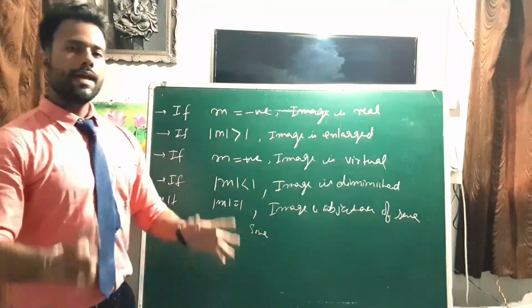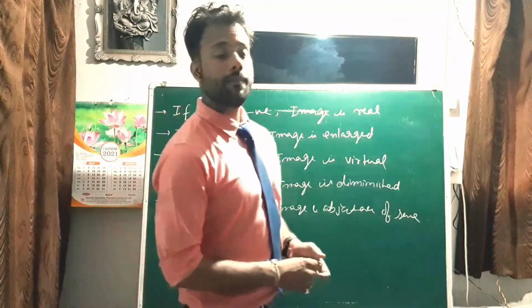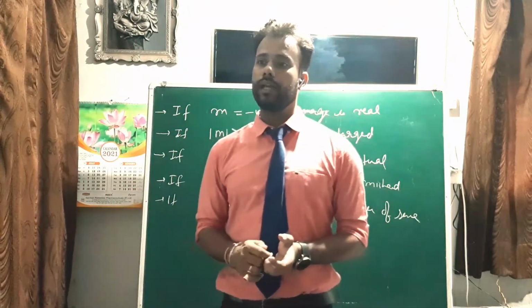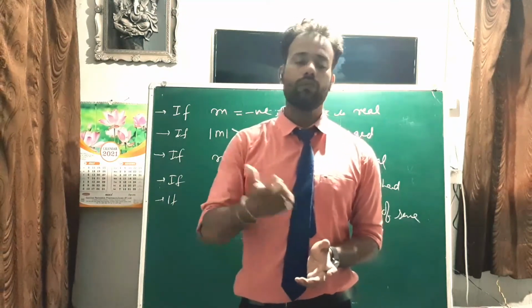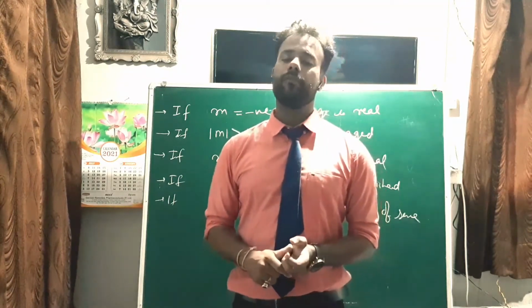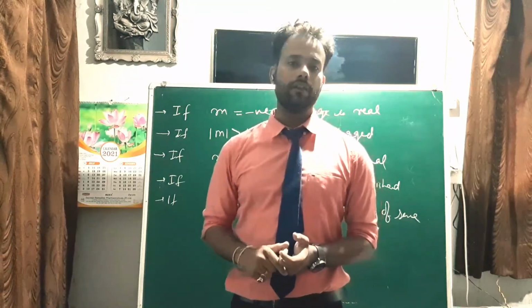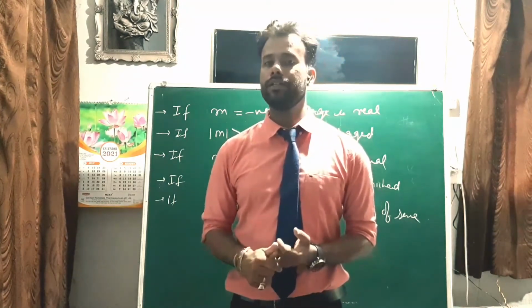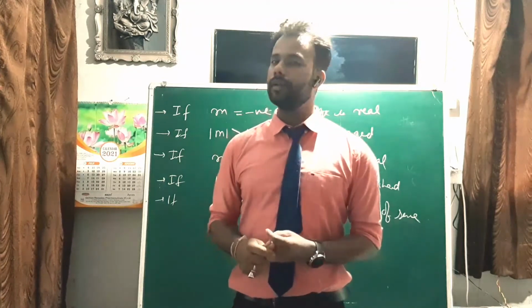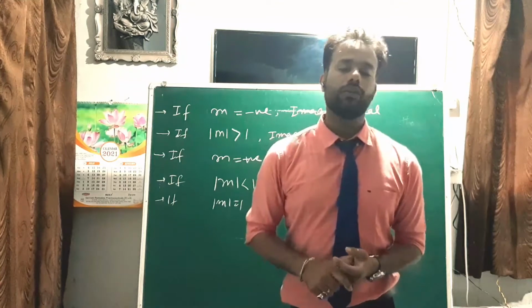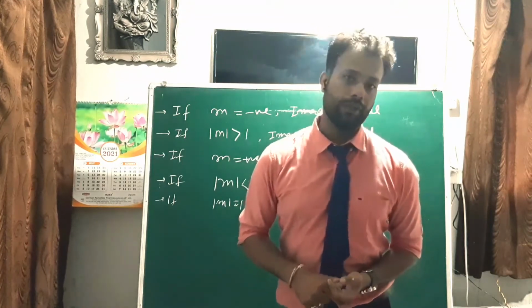Okay, M negative means real, M positive means virtual. If M is more than 1, like 2, 3, 4, it means the image is magnified. If it is less than 1, like 0.5, 0.6, 0.8, that means the image is diminished. And obviously if it equals 1, the image is equal to the size of the object.